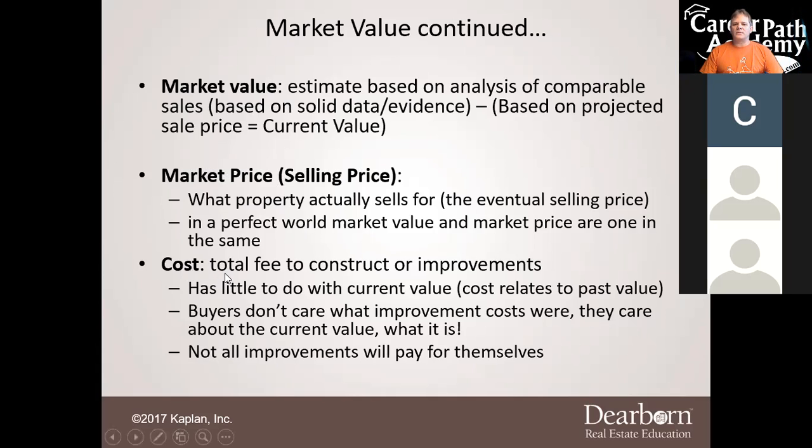Cost is the total fee to construct or to make improvements. And it has little to do with the current value of the property. Cost relates to the past value. Buyers don't care how much improvements cost for you to make. They care what that contributed to the current value of the property. And not all improvements will pay for themselves.